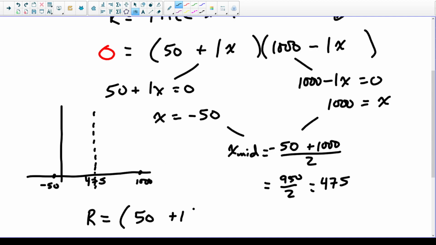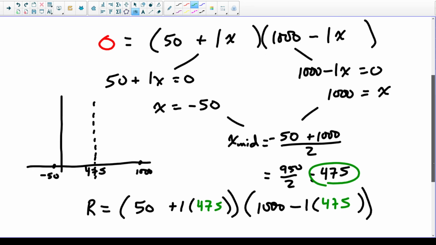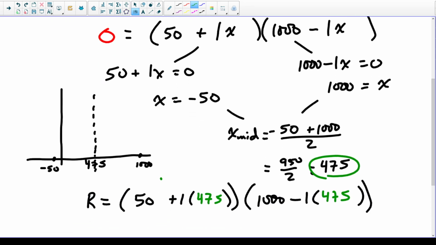So I've got 50 plus 1 times x, and 1000 minus 1 times x. And where the x's are, I'm going to substitute 475. Now if you remember, this first bracket is the price bracket. This second bracket is the number sold bracket. So we're about to find out what is the best price to sell these at, and how many of them to sell.